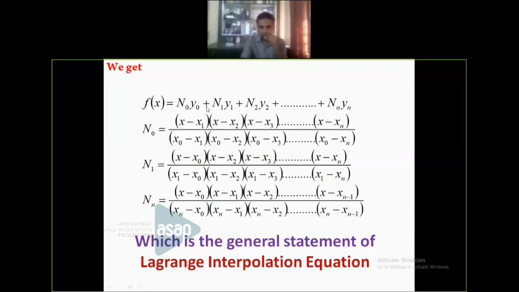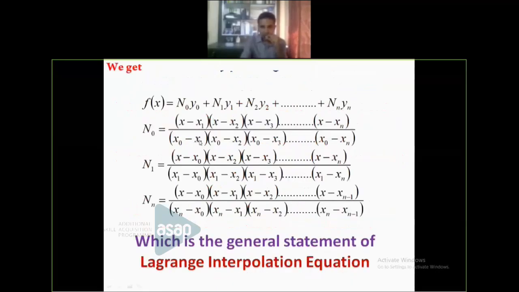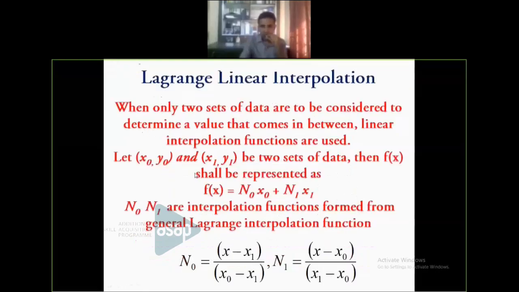Now you see you got two data points here. You got n0 x0 and n1 x1, from the interpolation function. Your n0 is x minus x1 over x0 minus x1. n1 is x minus x0 over x1 minus x0. This is the first term, and this is the interpolation for the data sets. This is what we call the linear interpolation function.